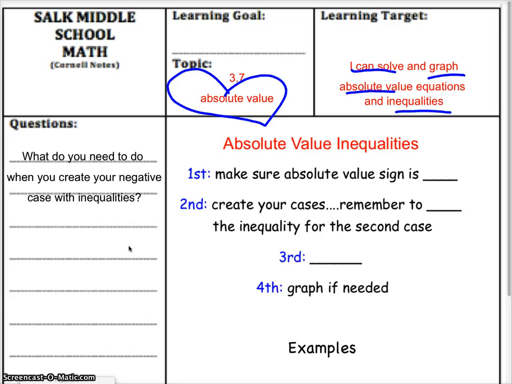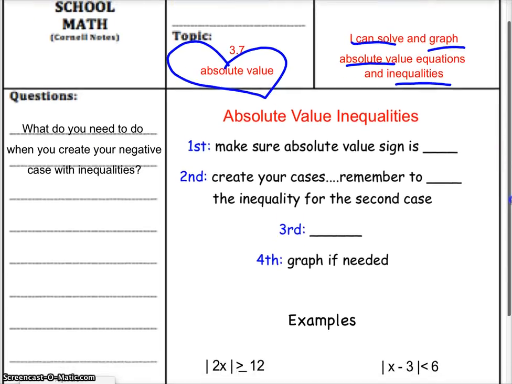Now, this is like the main abstract unit of this whole section. And absolute values themselves are pretty confusing. So if this is even the most difficult, well, we better watch out. Here's what we need to know about absolute value inequalities. Make sure that the absolute value sign is alone. That's always your top priority. Get the absolute value sign all by itself.